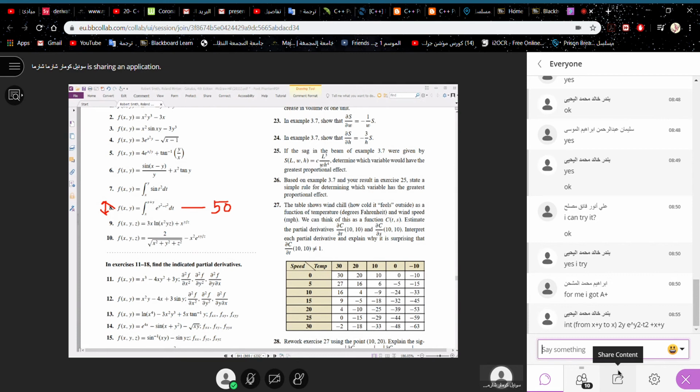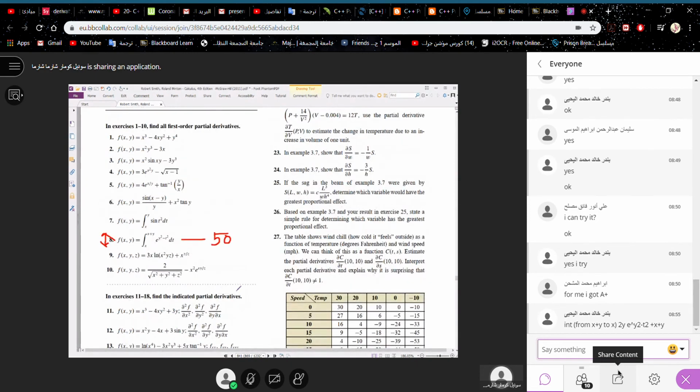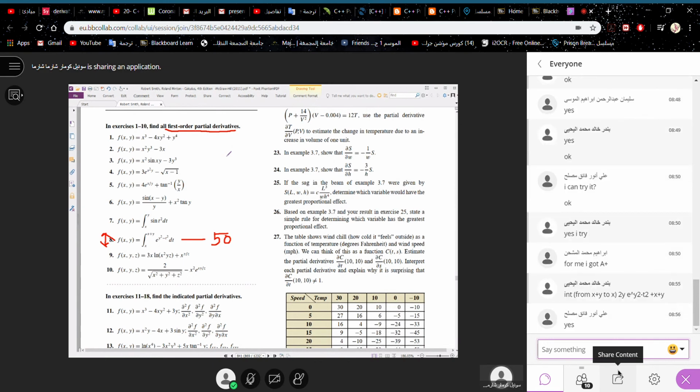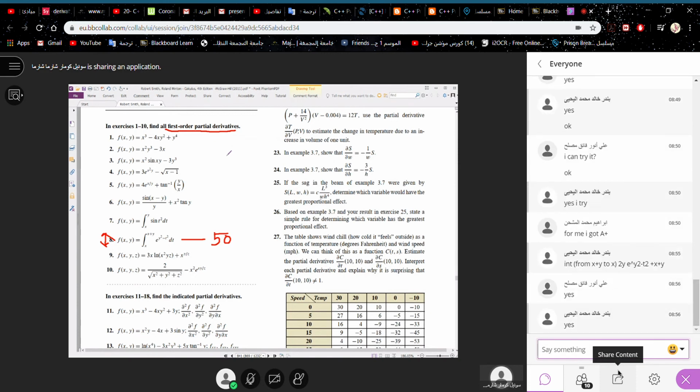We don't need the integral. We are interested in the partial derivatives. And the integral is also not correct. We are interested in the partial derivative. If you can do it, how many marks do you get? 50 plus. Can you do it?